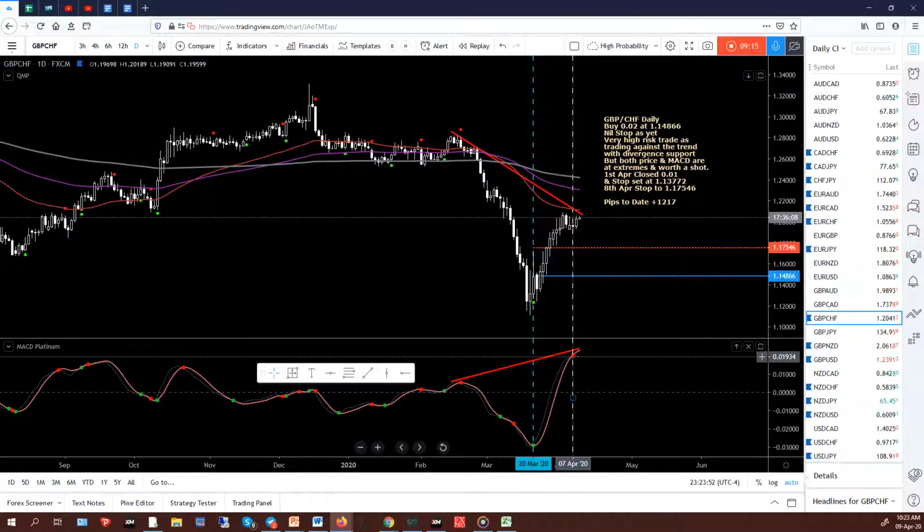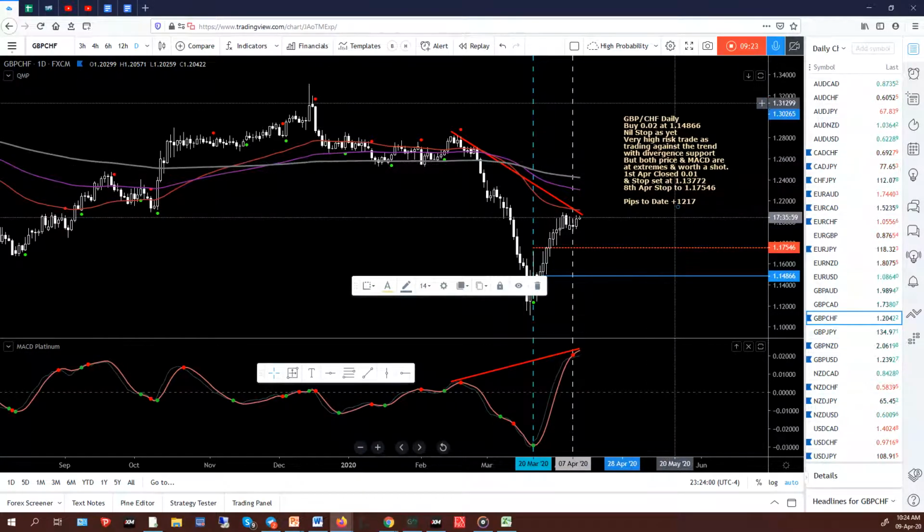Got my red dot on the MACD Platinum above the zero level, brought my stop up tighter. Now it's starting to head back up again towards the 50s. You can read my notes there. It's going all right.